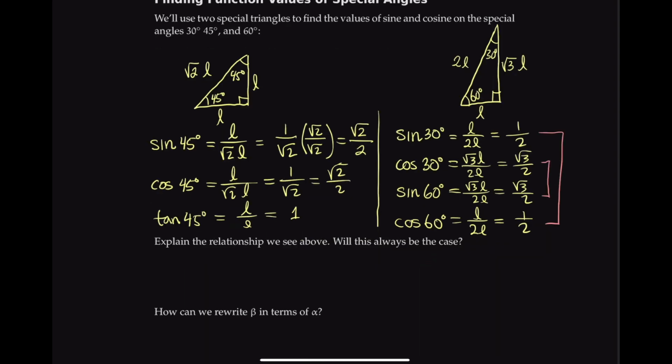In fact, the relationship we seem to be seeing is that if two angles add up to 90 degrees, so let's say alpha and beta add up to 90 degrees, then the sine of alpha is equal to the cosine of beta, and the cosine of alpha is equal to the sine of beta. But would that always be the case? Let's think about it for a minute.